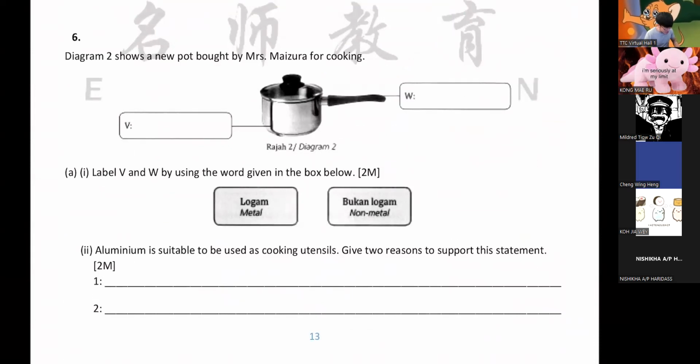Right, anyway, guys, so let's go to question 6. This is your pot. What else could this thing be? This is a pot. So your V should be your metal, obviously, and then your handle should be a non-metal. Because non-metal is a good insulator of heat, so that you can hold on to this thing even when the pot is hot.